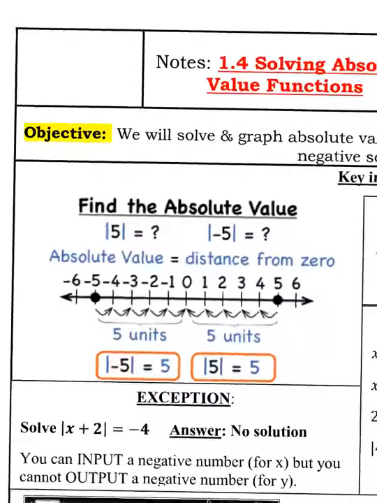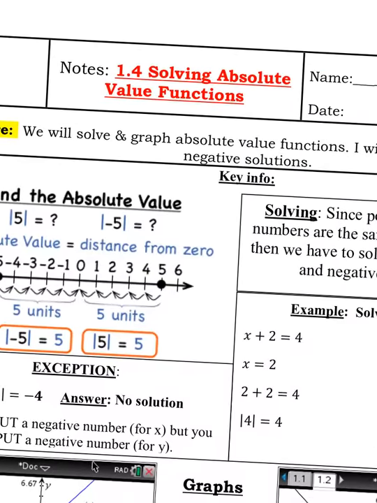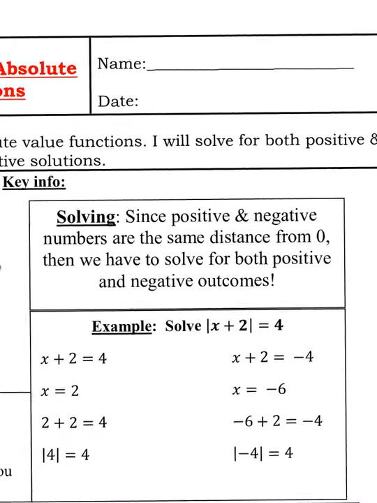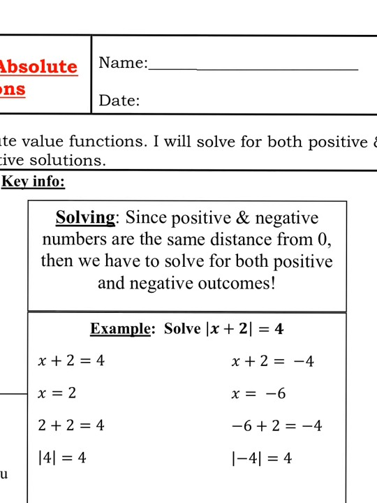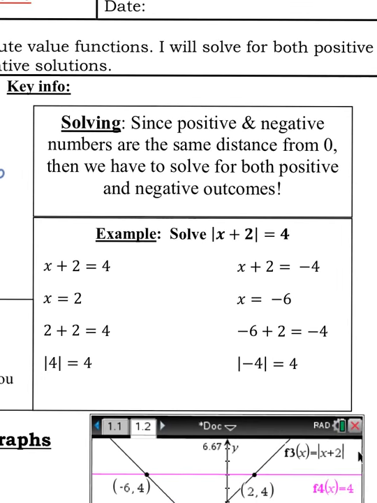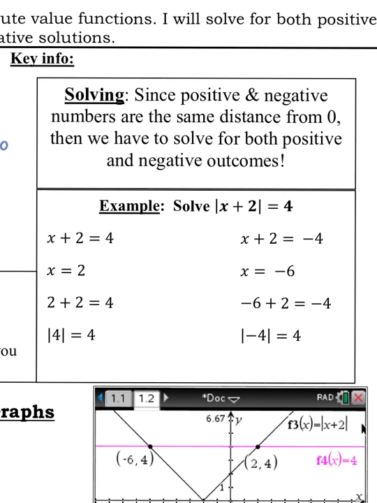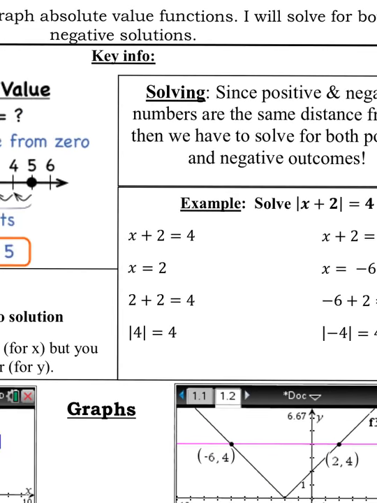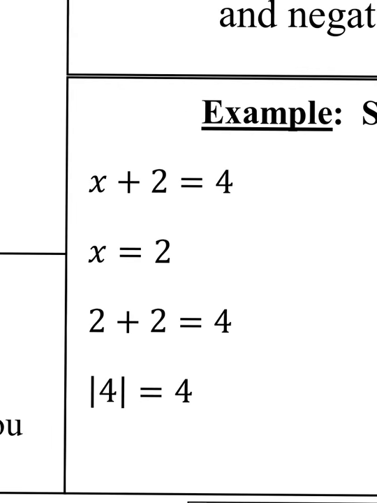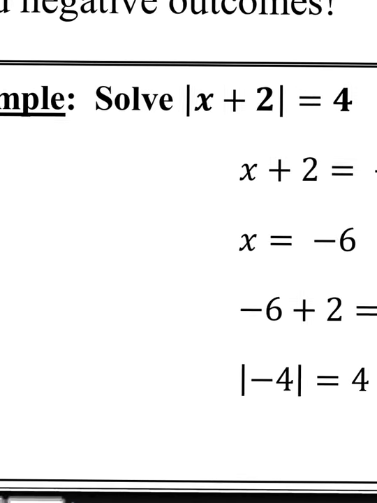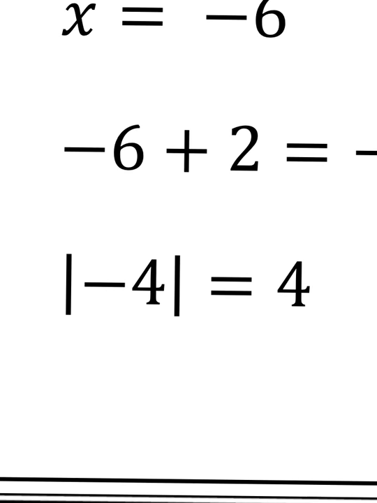So the tricky part is when you're solving absolute value functions, since you can have positive and negative numbers plugging into them, and then you are outputting positive numbers, you need to solve for both your positive and negative outcomes. So in this example, I have the absolute value of x plus 2 equals 4. So, 2 plus 2 equals 4, and the absolute value of 4 is still just 4. But you can take the absolute value of -4, and it'll still equal 4.